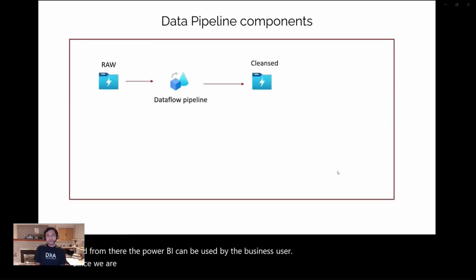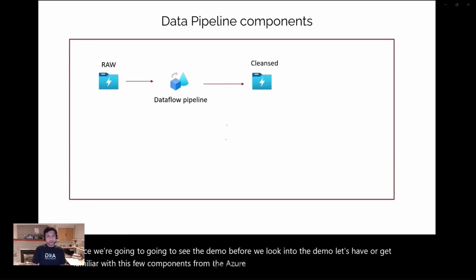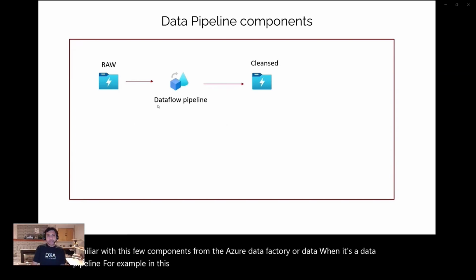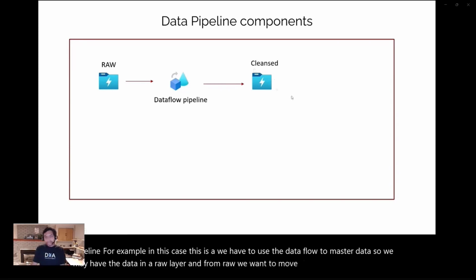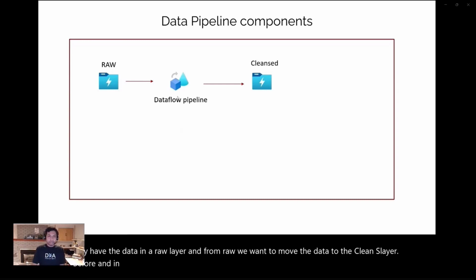Since we're going to see the demo, before we look into it, let's get familiar with a few components from Azure Data Factory, when you say data pipeline. For example, in this case, we have to use the data flow to mask the data. We may have the data in a raw layer, and from raw we want to move the data to the cleanse layer. In between, we actually mask the data.